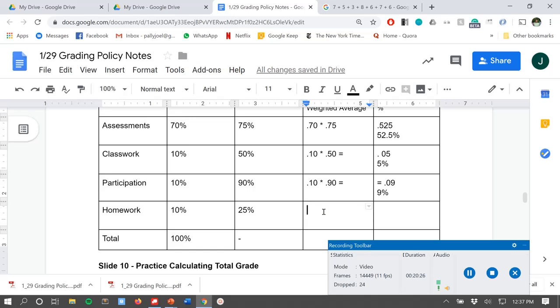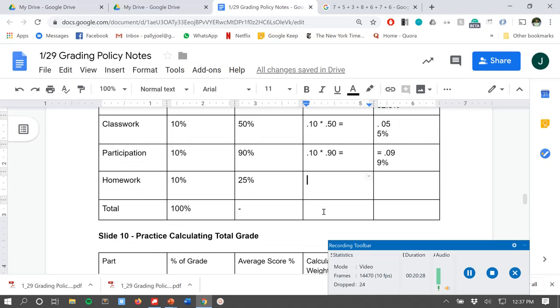10%, 0.1 again, times 25% is 0.25. Gets us 0.025 or 2.5%.